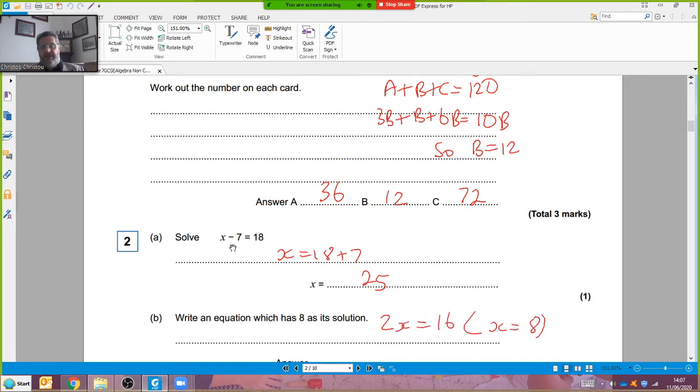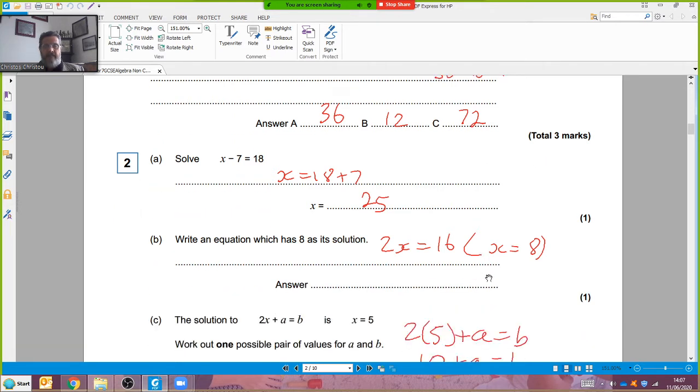Solve this. You take the minus over and plus it, get 25. Now, write an equation which has 8 as its solution. In other words, the final answer must be 8. It doesn't say there must be an 8 somewhere in the equation, but the final answer must be 8 for your unknown. So how about this? 2x equals 16, which means x must be 8. Because if you divide by 2, you've got 16 divided by 2, 8. I've solved it. The solution is 8. My unknown x is 8.